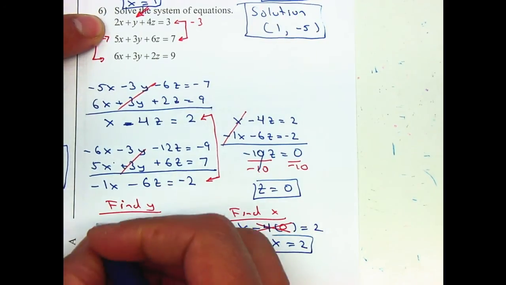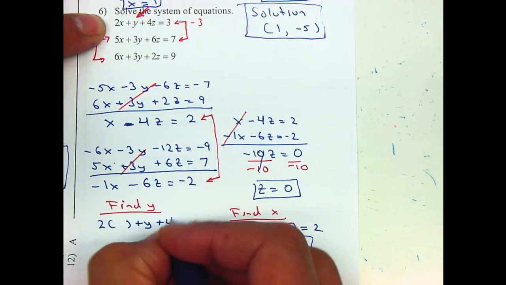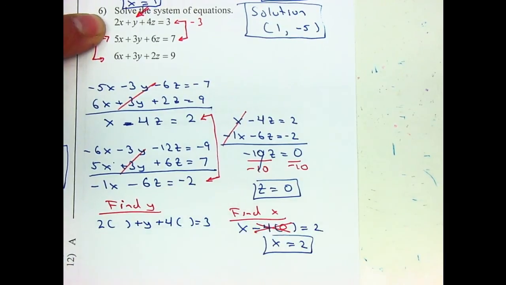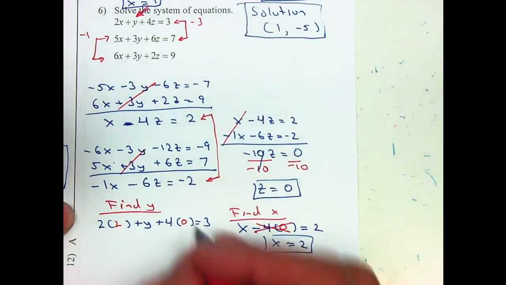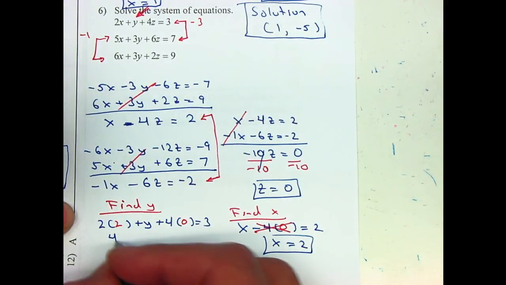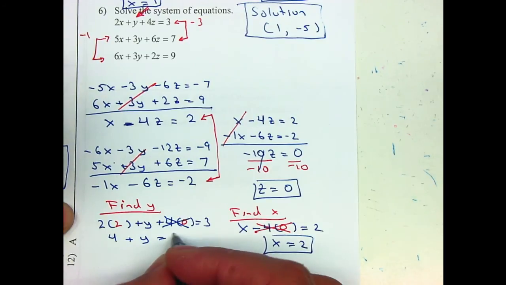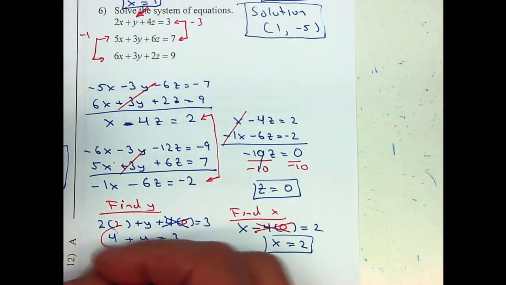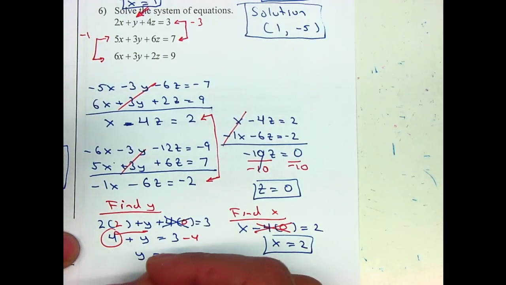That gives me 2x plus y plus 4z is equal to 3. But instead of the x, I'm going to plug in a 2, and instead of the z, I'm going to plug in a 0. That gives me 4 plus y, that cancels out, is equal to 3. Move my 4 to the right, becomes a negative 4. So it gives me y is equal to negative 1.